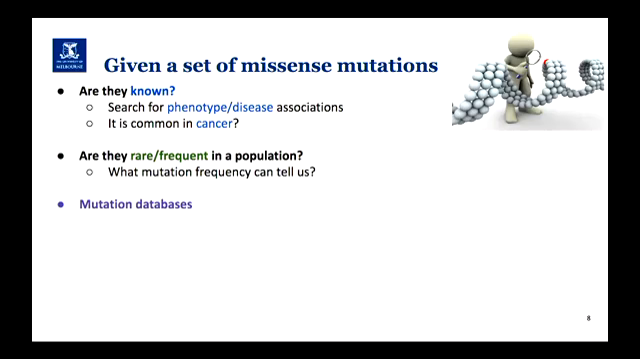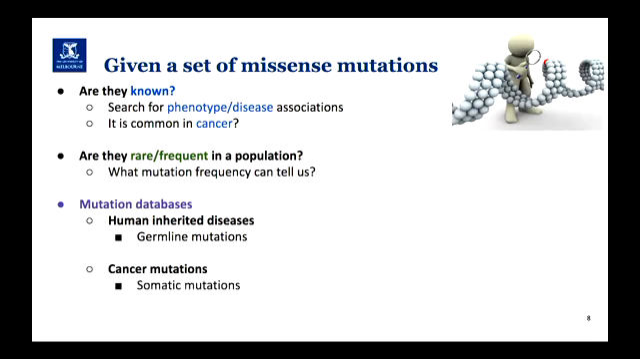And we can basically categorize those into 4 classes. We have a lot of databases on human inherited diseases, which are mostly focused on germline mutations, so those that we are born with, and they are inherited from generation to generation. And we're going to mention one of them here. There are also cancer mutation databases. And of course, they are mostly focused on somatic mutations, which are those that we accumulate over life, which are very important for cancer.